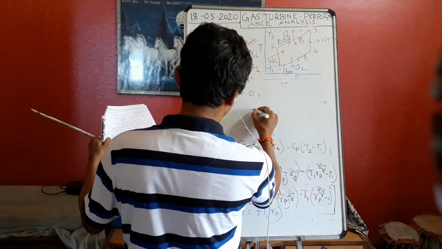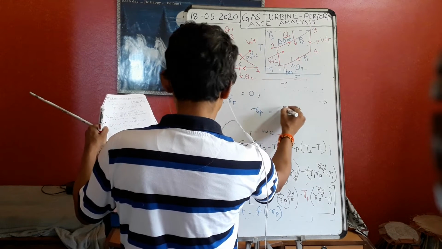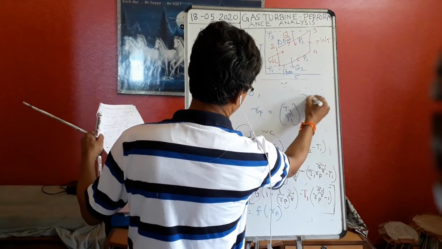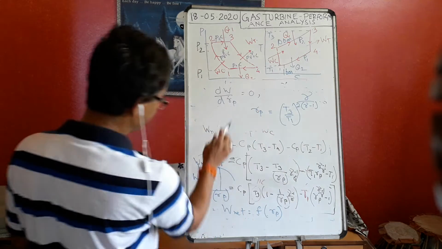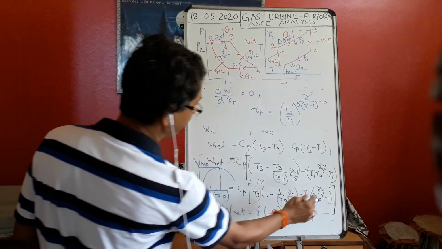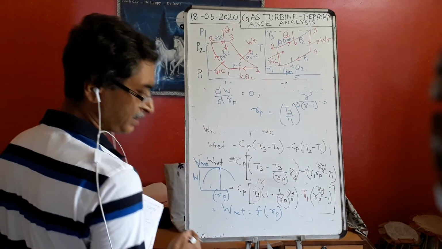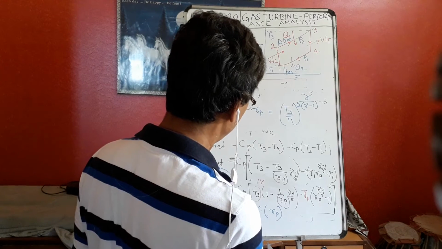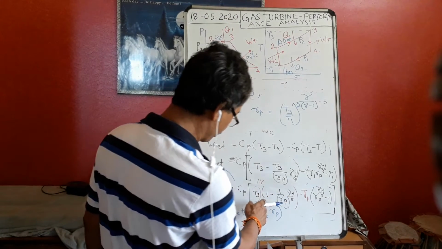I will get RP equal to (T3 by T1) to the power gamma by 2(gamma minus 1). If I do the derivation and set it equal to 0, this will come. We have uploaded this derivation in the module, so you just go through that. But some simple derivations you can also do yourself.